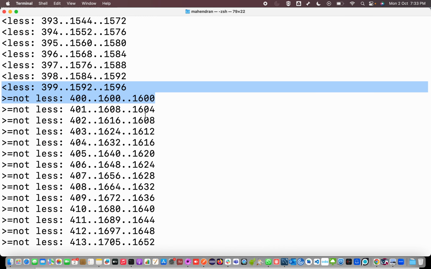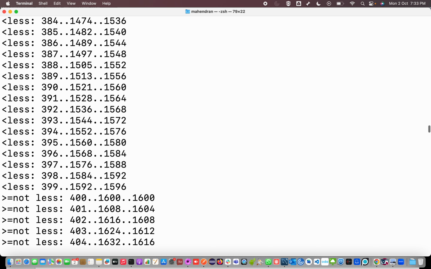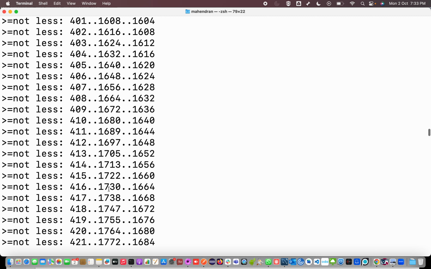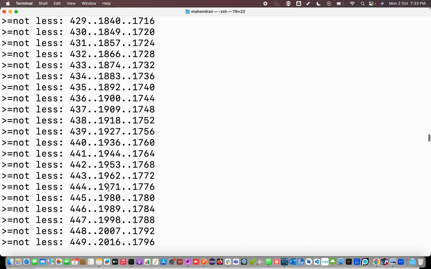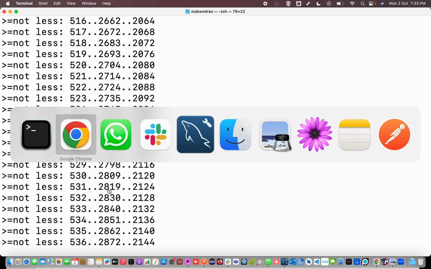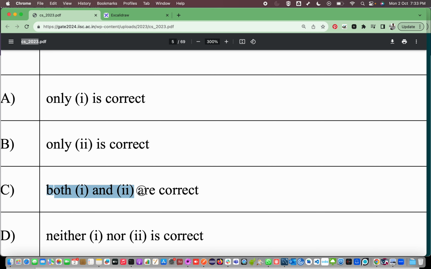So I have written a simple C program that takes t value from 1 to some 1000, given in a for loop. So from 1 to 399, f is less than g. When it reaches 400, f and g are equal. After 400, f is more than g. So we have verified the answer, which means both the statements are true. So both 1 and 2 are correct, should be the answer.